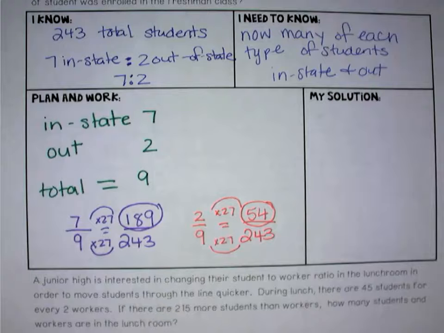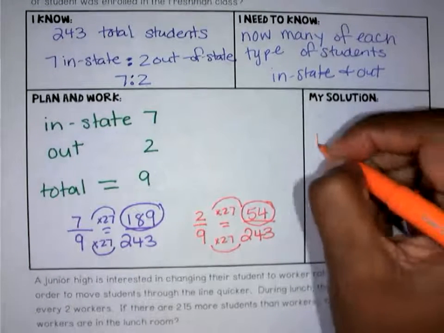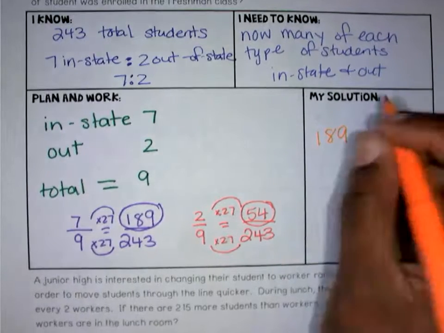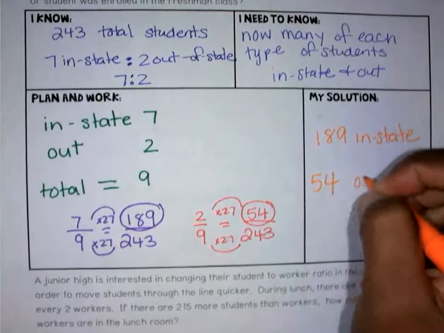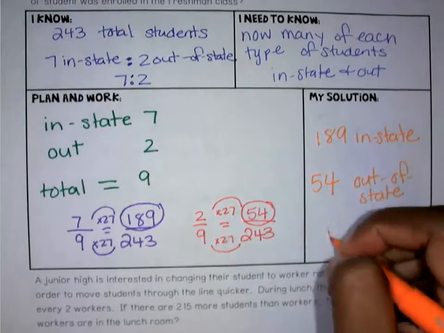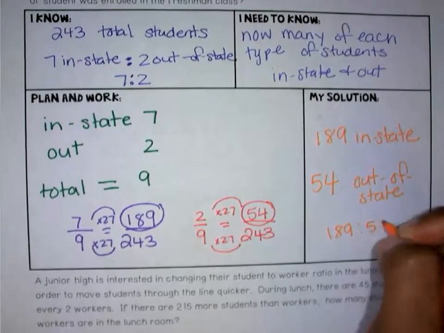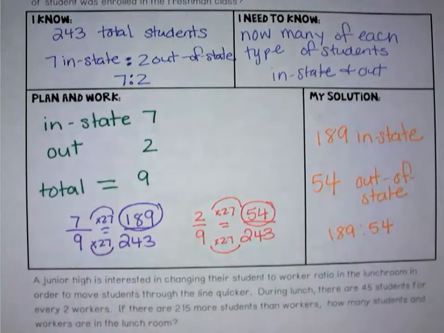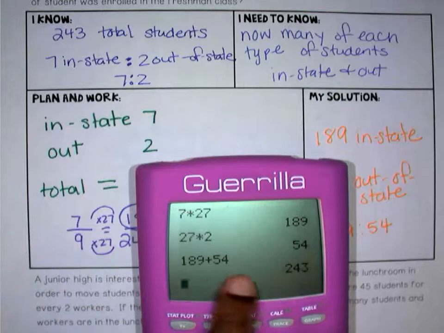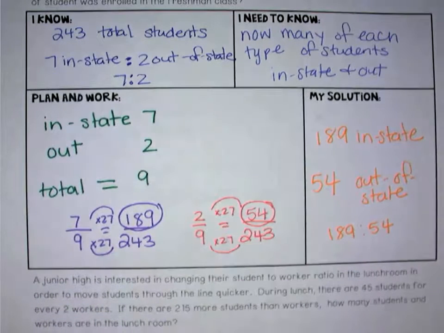So our solution is: how many of each student is in each state? We know that there's 189 in state and there is 54 out of state. So your new ratio would be 189 to 54. And to check that, you need to make sure when you add 189 plus 54, you get that 243. All right? Right here, 189 plus 54 equals 243. That's how you can go back to check it.